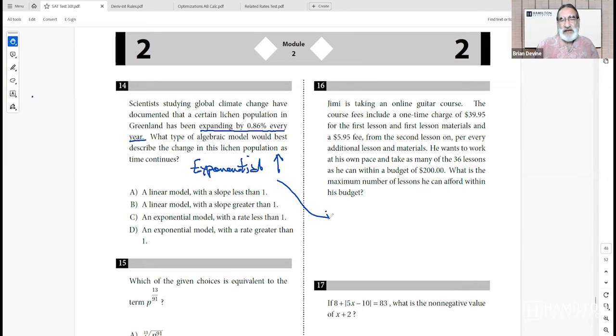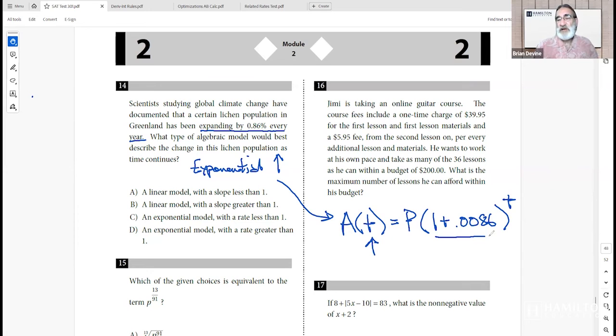In fact, we could look at that idea here: the amount at time t is going to have to be our initial amount, which I'll call p, times 1 plus 0.0086, which is greater than 1, to the power of time. So for every year we go up 0.86%. So an exponential model with a rate greater than 1. D is the correct answer.